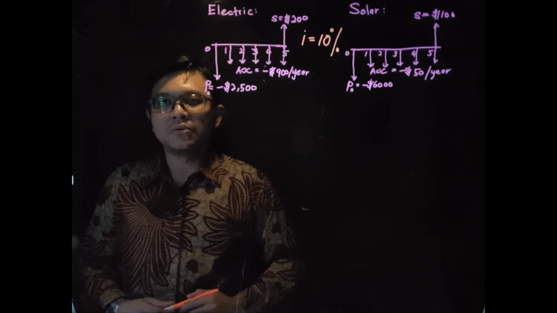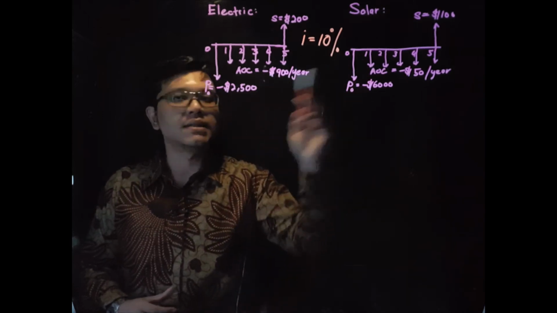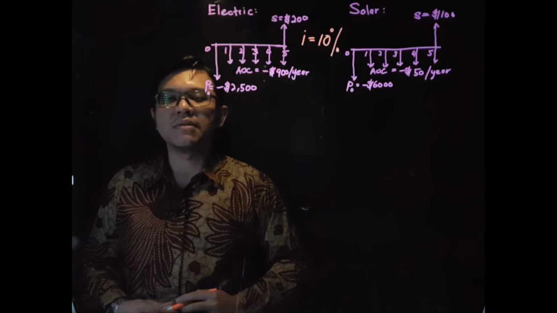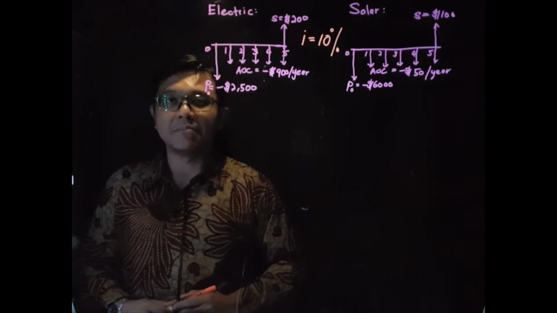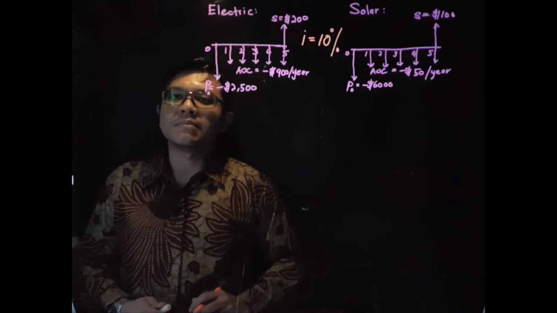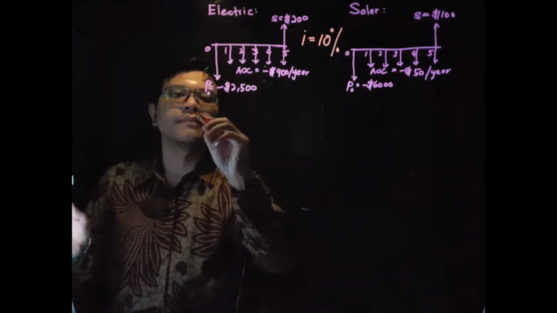So what we are going to do is convert the cash flows for each alternative into present worth value, and then compare the present worth values and make our decision. So let's start by finding the present worth value of the electric powered installation.